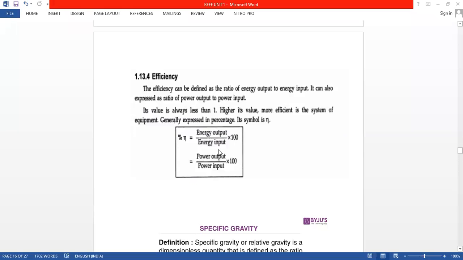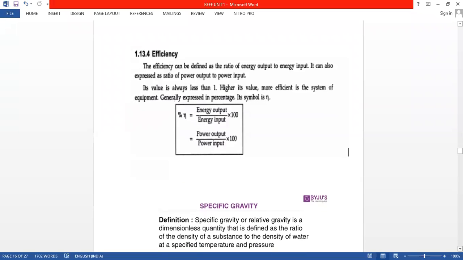In general, we have to remember the definition of efficiency. So what is the definition of efficiency? The ratio between power output and power input, or energy output and energy input. So what is the difference between energy and power? All of you, the difference between energy and power. Energy is equal to power into time. We have taken the definition. Okay, let us move to the next one.